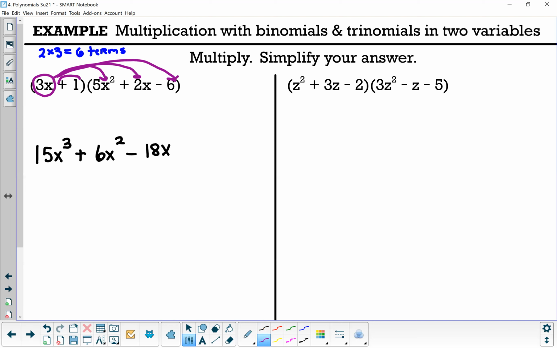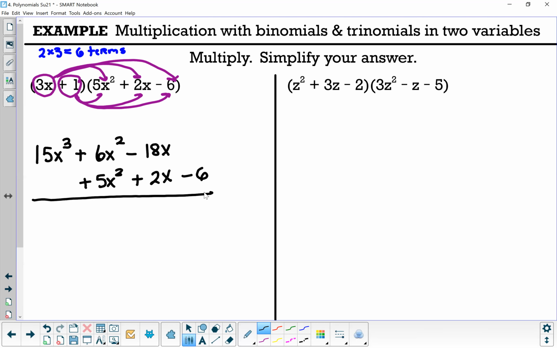All right, let's distribute the 1. That's going to be easy. So distributing a 1 to 5x squared plus 5x squared. 1 to 2x plus 2x. 1 to minus 6, minus 6. Again, notice how I lined up my work vertically here, so my like terms are easy to spot. So 6 terms before we combine like terms makes me feel good.